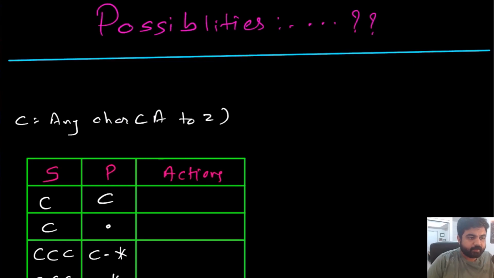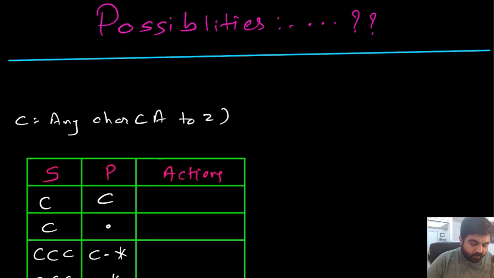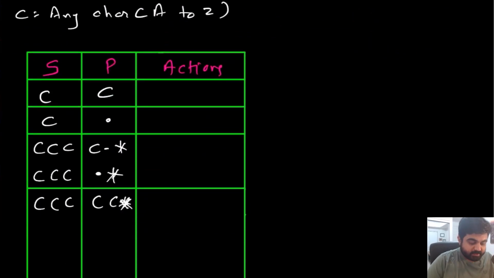Okay, now before we come up with the solution, first let's see what could be the different possibilities for our problem and what could be the different things we can do in the solution. Now I have drawn a table over here where I'm representing different string values and pattern values, and we'll try to see what happens in every single scenario and what are the actions we can take.